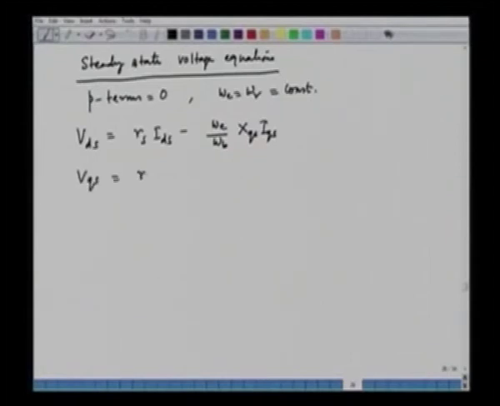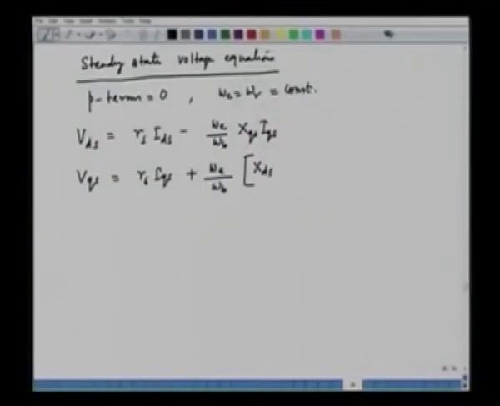VQS is equal to RS into IQS, and here also we do not have any P term because the flux linkages are constant. We have a positive rotationally induced EMF, omega E, which is the same as omega R by B, and the Q axis will have the rotationally induced EMF due to the D axis flux. In the D axis, in addition to the armature winding or the stator winding, we also have a field winding. So, here what we have in this case is XDS IDS plus XMD into IF.